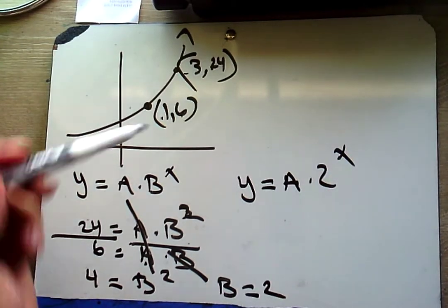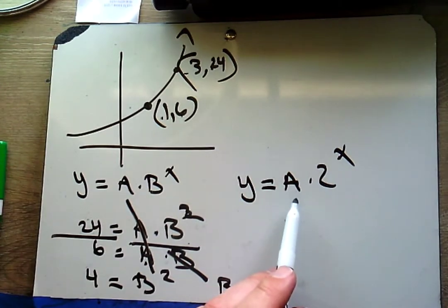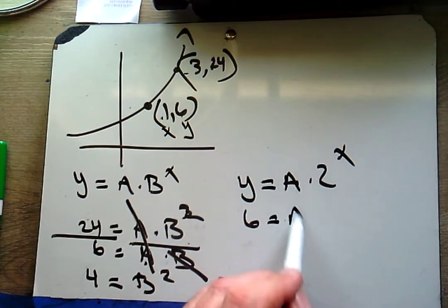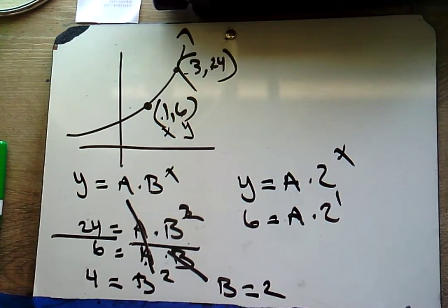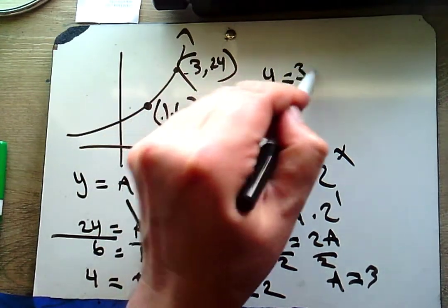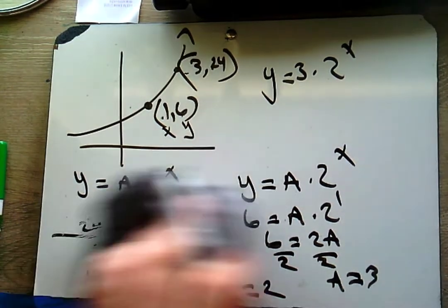With that in mind, let's plug in one of these ordered pairs to help us figure out what our a value is. I plug this in for x and this in for y. 6 equals a times 2 to the 1. That's 6 equals 2a, or a equals 3. So y equals 3 times 2 to the x is my equation. Okay? Yes, I do expect you to know how to do this. Please practice.